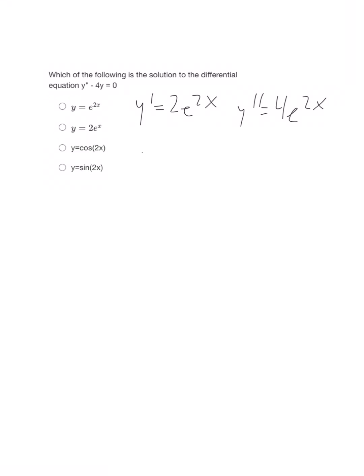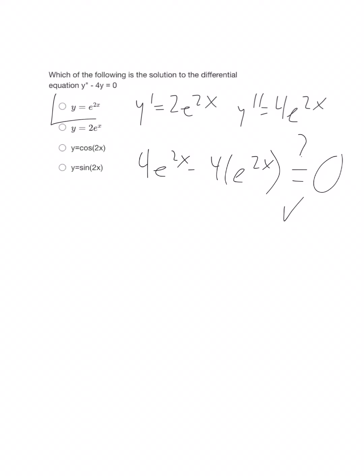So y double prime is 4e to the 2x minus 4 times y, which is e to the 2x. Does that equal 0? Yes, it certainly does. So that's my solution. I know the choices are going to be scrambled for yours, so that might not be your first one, or on the test, that might not be your first one. So let's just look at another one and see what might happen here.